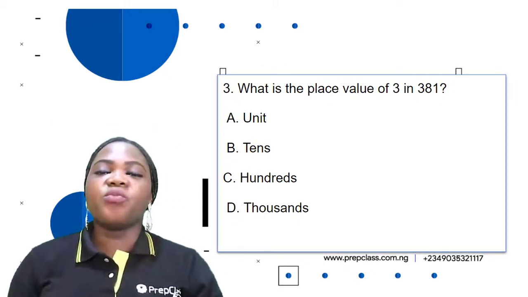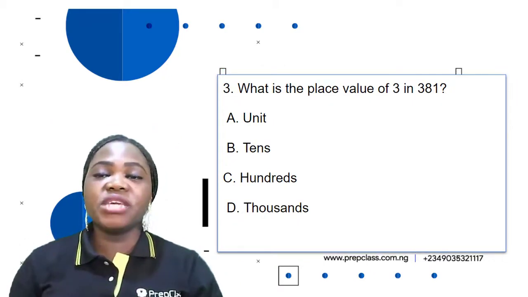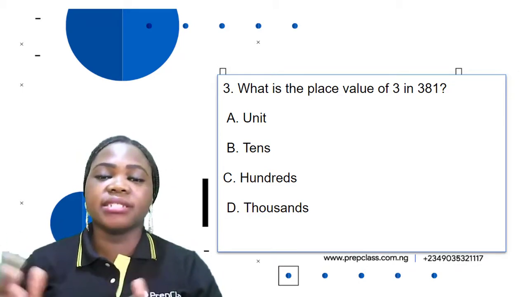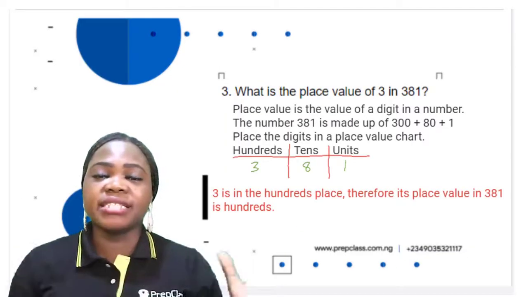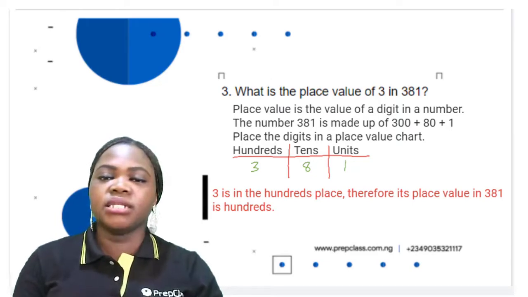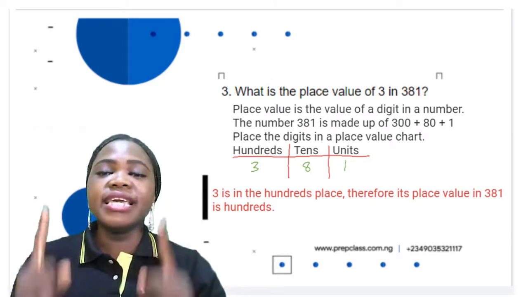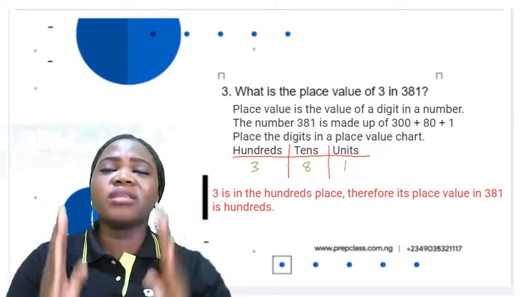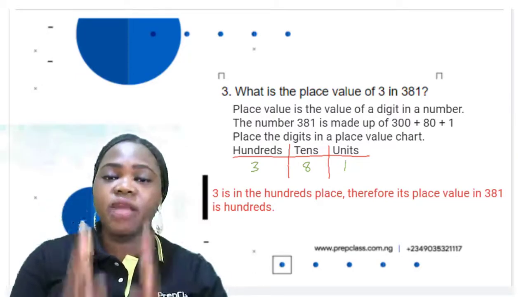Alright, number 3. What is the place value of 3 in 381? A, units, B, tens, C, hundreds, D, thousands. So this is very easy. But first of all, what is place value? You should know what place value is. The place value is the value of a digit in a number, and this depends on the position of that digit in the number.